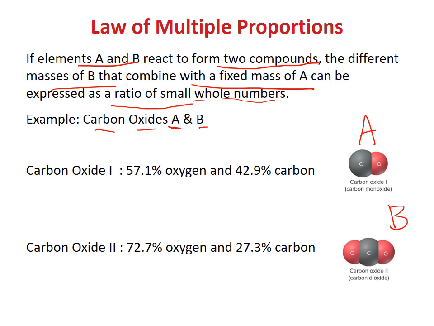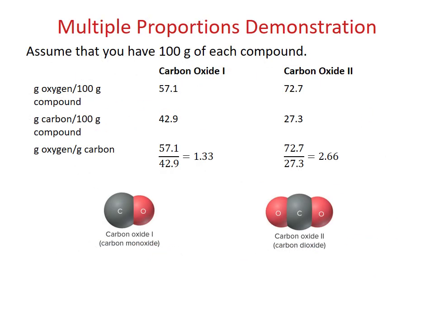In A, the analysis shows it contains 57.1% by mass of oxygen and 42.9% carbon. In B, it contains 72.7% oxygen and 27.3% carbon. Here shows the grams of oxygen and carbon in compound A and compound B. We can calculate the ratio of oxygen over carbon in compounds A and B.